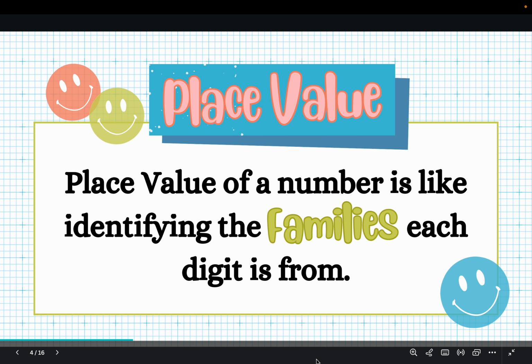Okay, what is place value? Place value is when we understand the value of each digit represented in a number. So, if we have a 1 in the hundreds place, it's not just representing 1, it represents 100. Or if we have a 2 in the tens, it's not 2, it's 20. Okay, so that's what place value is.